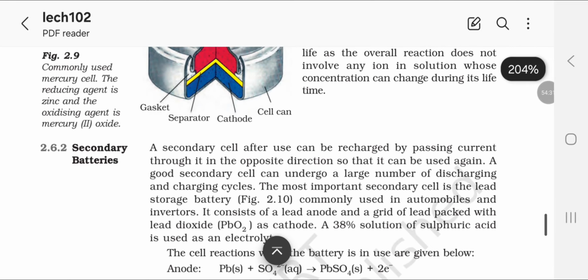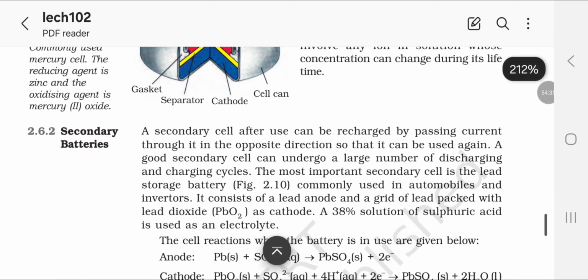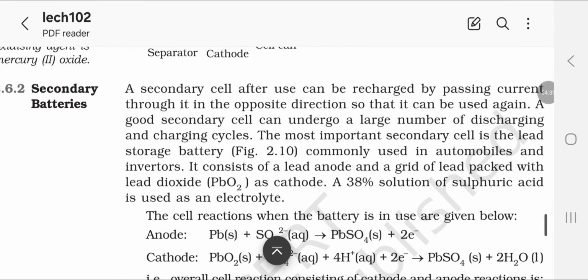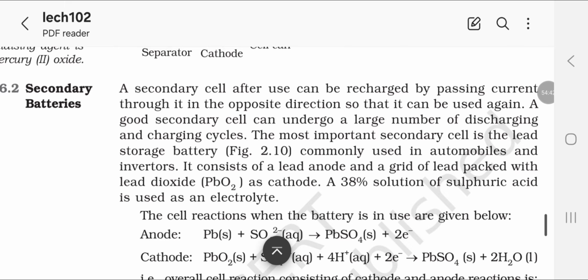2.6.2 Secondary batteries. A secondary cell after use can be recharged by passing current through it in the opposite direction so that it can be used again. A good secondary cell can undergo a large number of discharging and charging cycles. The most important secondary cell is the lead storage battery, commonly used in automobiles and inverters.